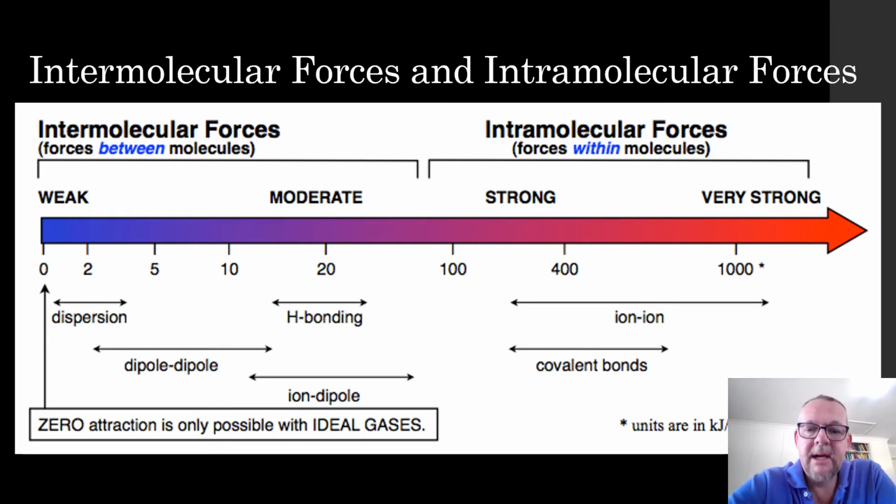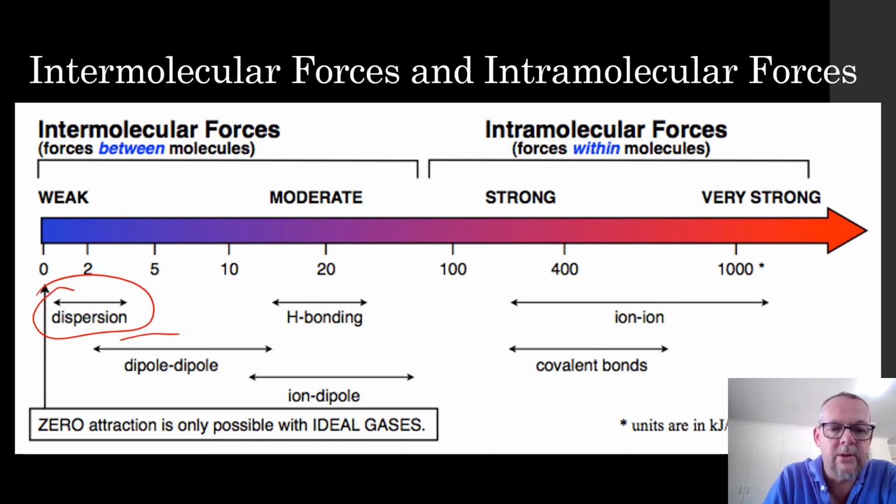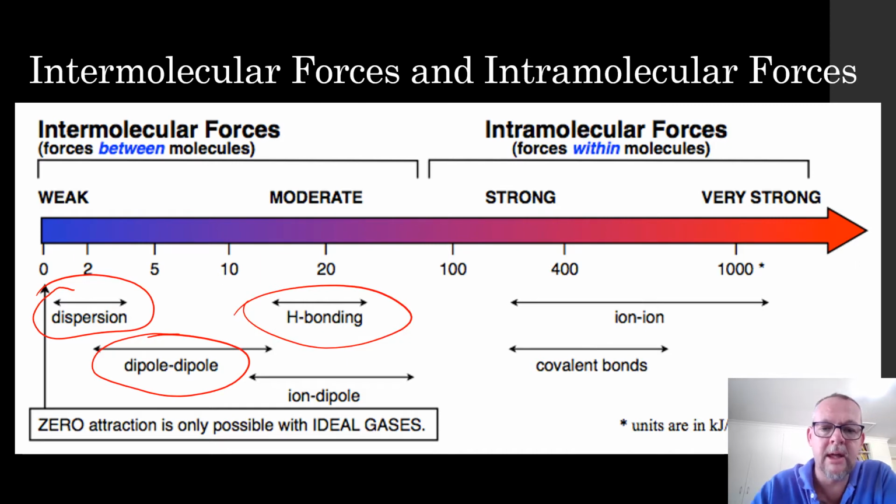Just to take you back to Unit 2 when we were looking at intermolecular forces, remember we were looking at forces between molecules and we classified 3 of them. We said there were dispersion forces, dipole-dipole and hydrogen bonding. And we noted that hydrogen bonding was the strongest type of intermolecular force.